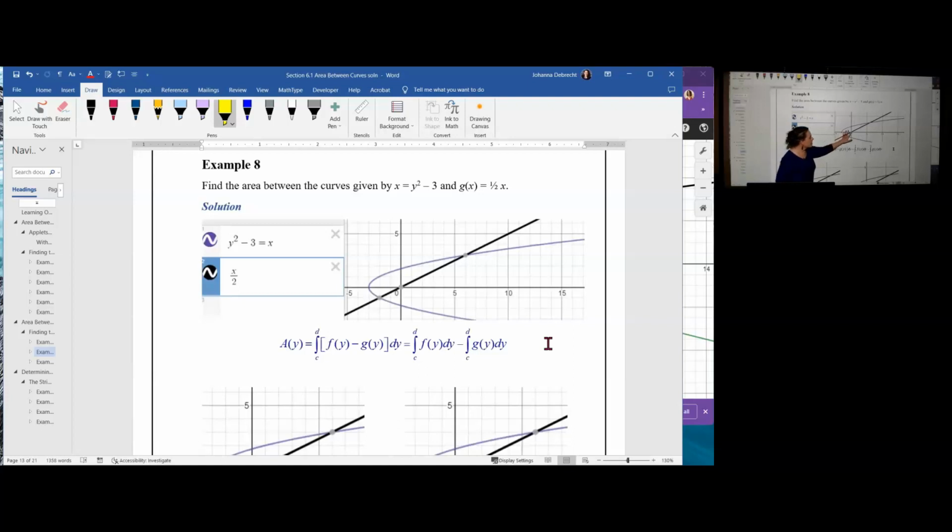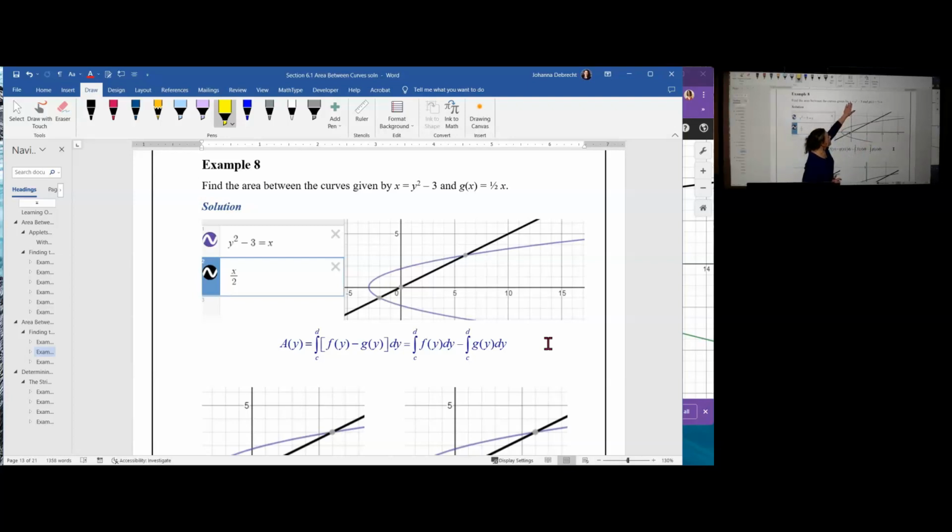When we look at the region that we have here, again, let's imagine what would happen if we wanted to integrate with respect to x or with respect to y. To do that, we know that we're going to need where they intersect. So let's find the points of intersection now. They intersect when they're equal to each other.